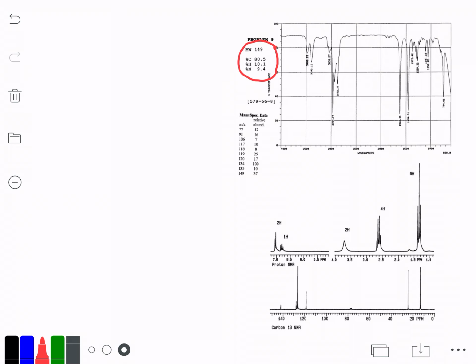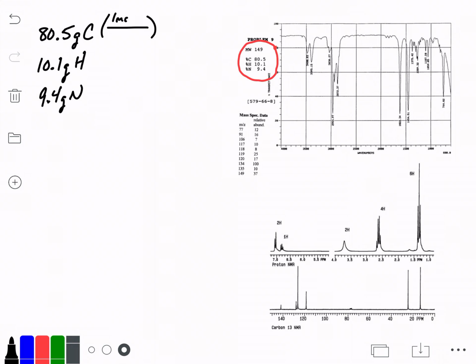For me, the first thing I want to look at is the elemental analysis. Some problems will give you a formula just straight away. Some will give you an EA analysis like this. And if we're given elemental analysis, we just have to remember from Gen Chem how we should go about doing that. So what we've got here is 80.5% carbon, which in a 100 gram sample we could say is 80.5 grams, 10.1 grams of hydrogen, and 9.4 grams of nitrogen.